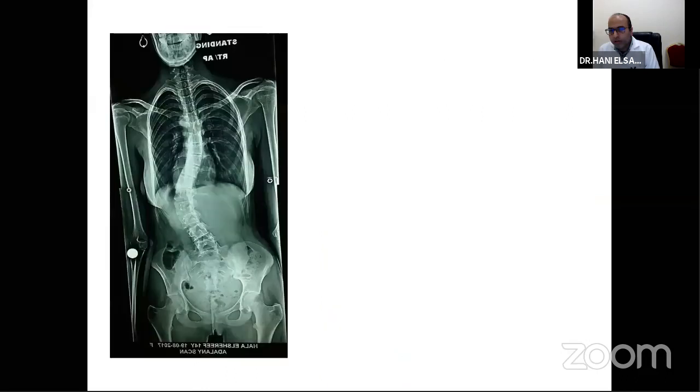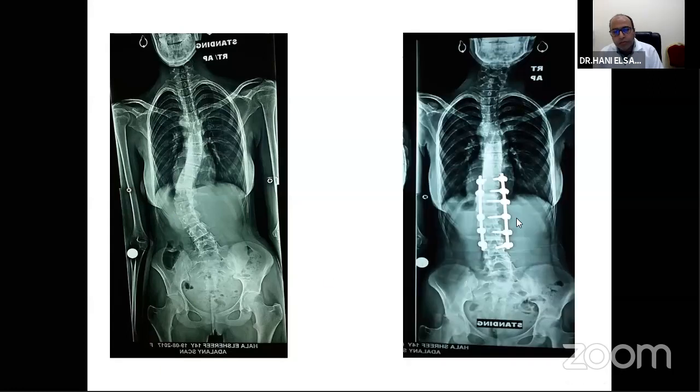These are my cases. Unfortunately, I newly joined the orthopedic department in Saudi German Hospital Asir, so these are my cases done in Egypt. This is a girl with this lumbar curve with the apex at the disc between dorsal 12 and L1. This is after the correction, using all-screw fixation, with a nice correction.